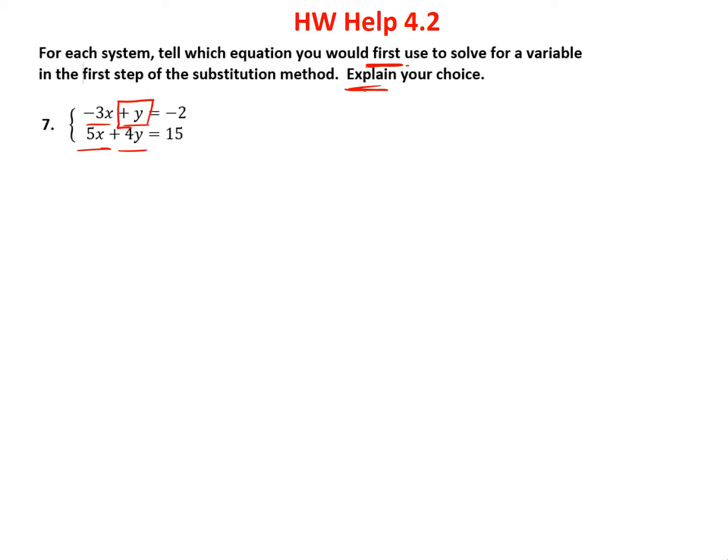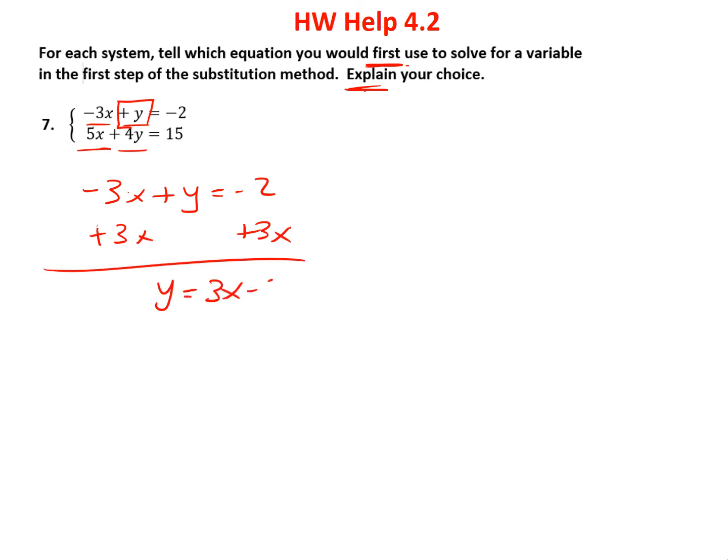And notice, that's the one there. If I take this equation here, in one step, just by adding the 3x to both sides, I've solved for y. Okay? So this is the equation that I would solve for first. I would solve for y because I only have to do one step, and now I'm ready to substitute that into this equation.